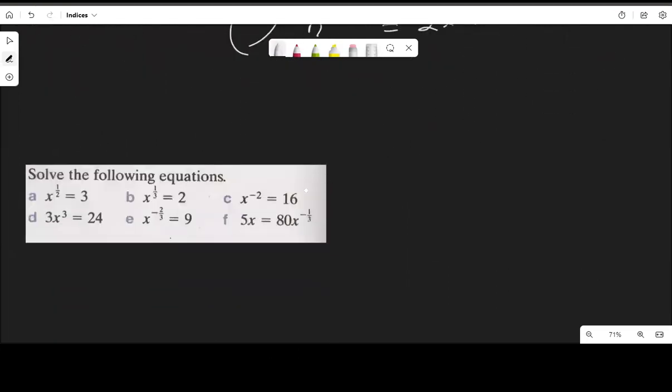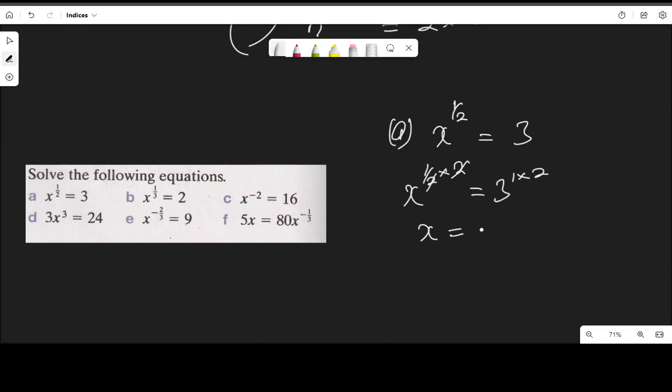And the last set of questions. So we should solve the equation x to the power of 1 over 2 equal to 3. And to solve a question like this, I'll try to get rid of this half here by multiplying both powers by 2. So I have x to the power of 1 over 2 times 2 is equal to 3 to the power of 1 times 2. So these two can cancel out. x is equal to 3 to the power of 2, which is 9.